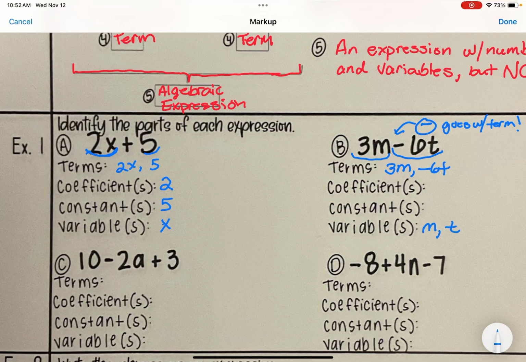So what number is with the m? It's a 3. So that's my coefficient. What number is with the t? It's a negative 6. So that's my other coefficient, negative 6. And what is the constant? There is no constant, so I'm going to write none. This one has no constant because there's no number all by itself.